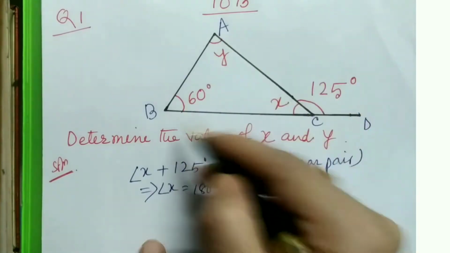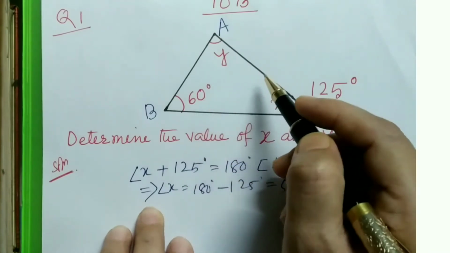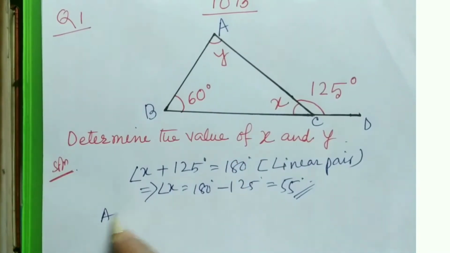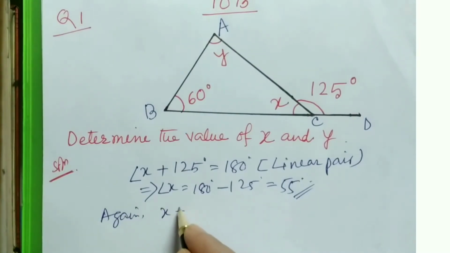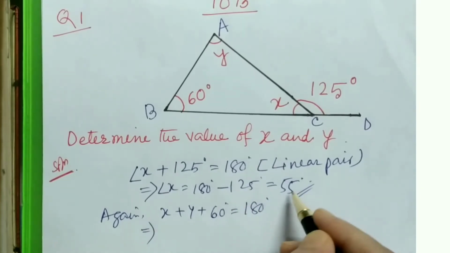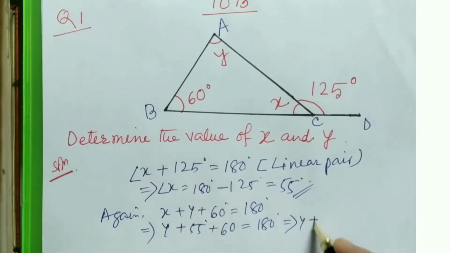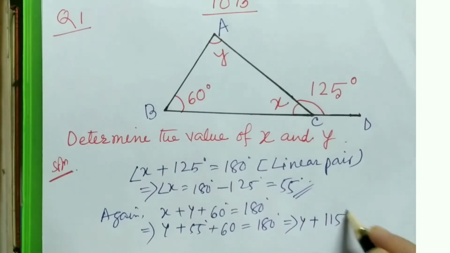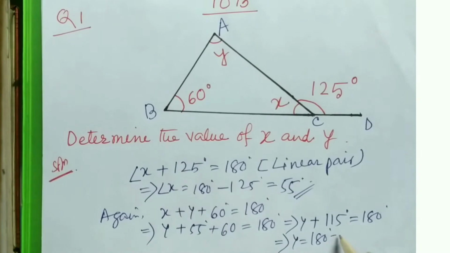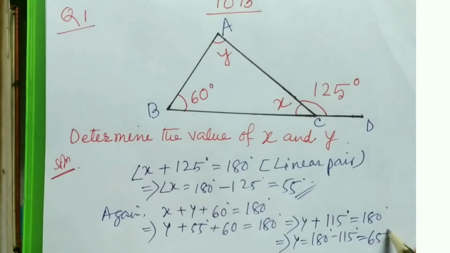Now again in this triangle ABC, you see X plus Y plus 60 is equal to 180 degrees. Yes, X plus Y plus 60 is equal to 180 degrees, implies value of X I have put in, Y plus 55 plus 60 is equal to 180, implies Y plus 115 is equal to 180 degrees, implies Y is equal to 180 degrees minus 115 degrees is equal to how much? 65 degrees.